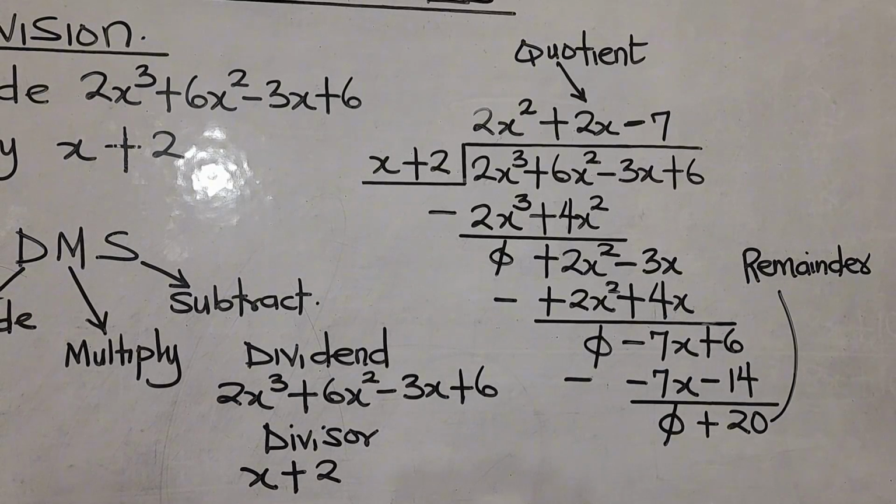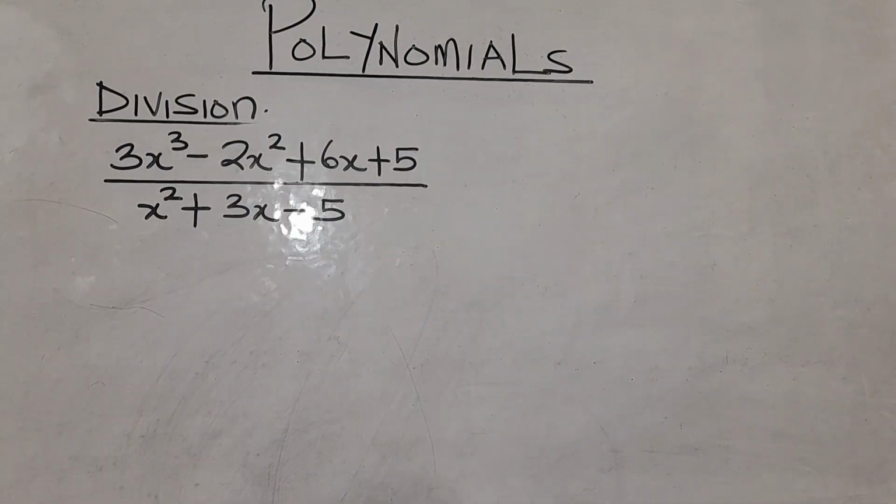We're going to take this process again for better understanding. Now let's look at this question. We are to divide 3x cubed minus 2x squared plus 6x plus 5 by x squared plus 3x minus 5. Let's see how it goes.